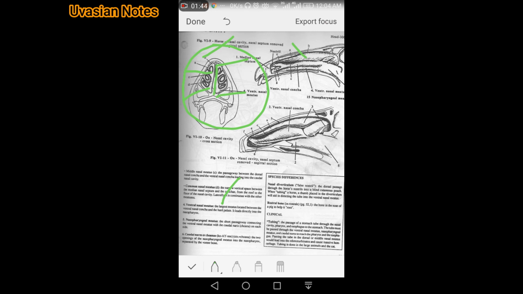So the maximum space in the nasal cavity is between this ventral nasal meatus and the common nasal meatus. This space is the maximum space. A nasopharyngeal meatus is a short passageway connecting the ventral nasal meatus with the caudal nares or choanae on each side of the nasal cavity. The caudal nares or choanae are the two openings of the nasopharyngeal meatus into the nasopharynx, which are separated by the vomer bone. You have seen these choanae while studying the skull in the last semester.